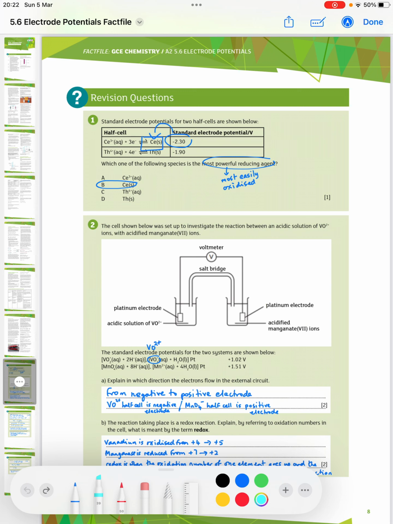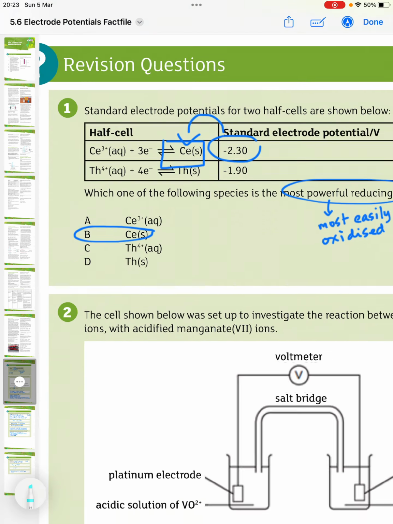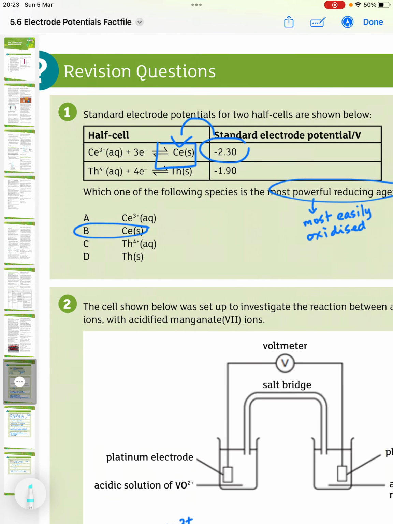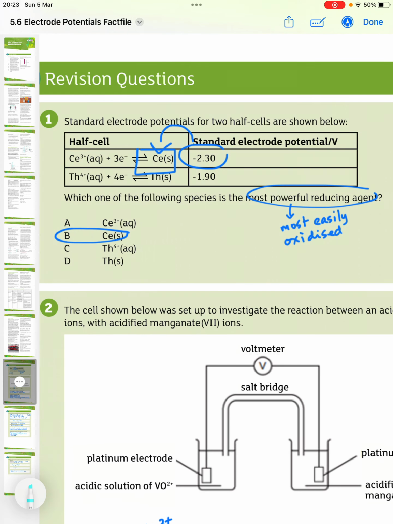So question 1, standard electrode potentials for two half cells are shown below. We've got Ce3+ going to Ce solid, and Th4+ going to Th. The top one is minus 2.3 and the bottom one minus 1.9. Which one of the following species is the most powerful reducing agent? The most powerful reducing agent is the one that's most easily oxidized, and of course that means we look, sort of the left-hand rule, at the top for the species which is going to be oxidized, so the reaction will go to the left, and that is B, so it's C.